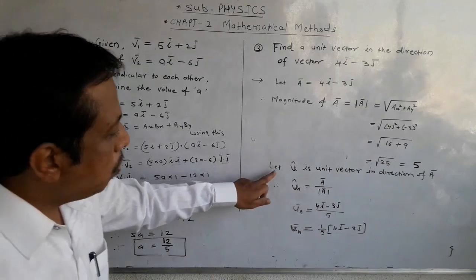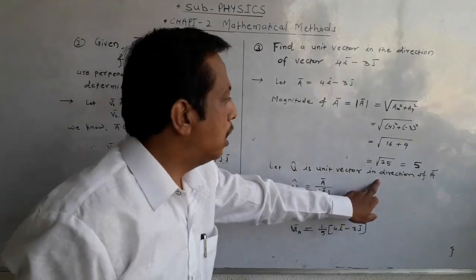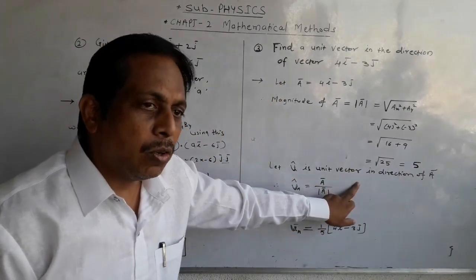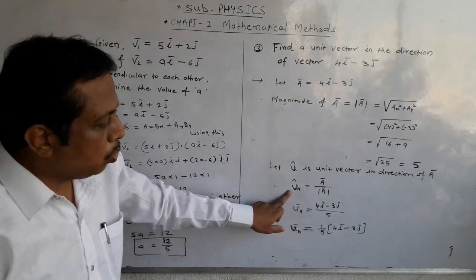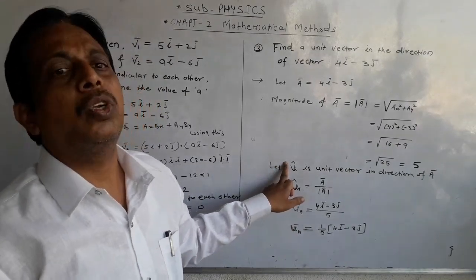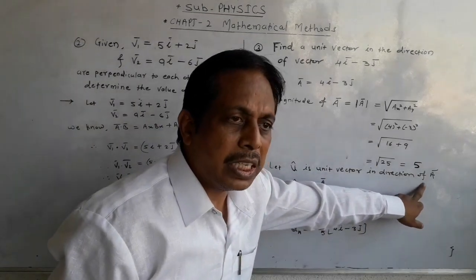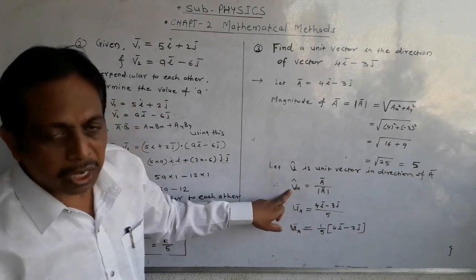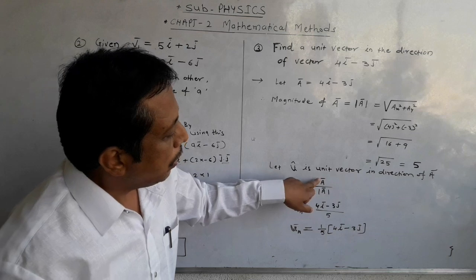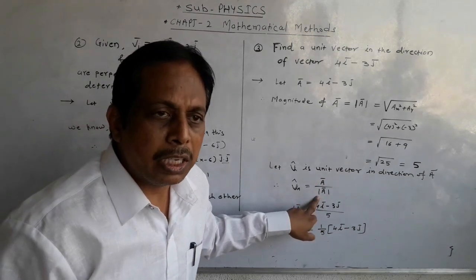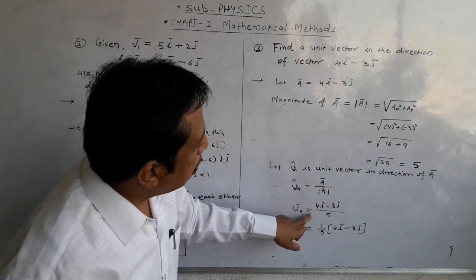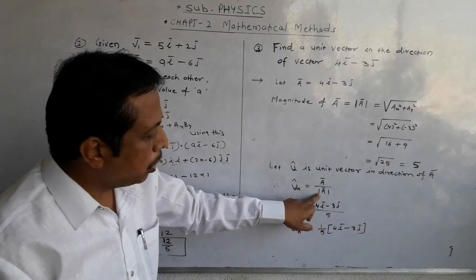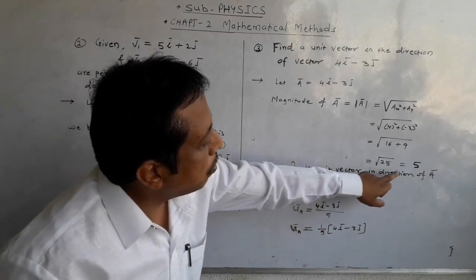You know this value. Now u bar is the unit vector in the direction of the given vector a bar. The formula for this unit vector is u cap, which is nothing but the unit vector in the direction of the given vector, that is a bar. Therefore, u a cap is equal to vector a bar upon mod of vector a bar, that is the magnitude of vector a bar. The vector a bar is 4i minus 3j as it is, and the magnitude of a bar is 5.